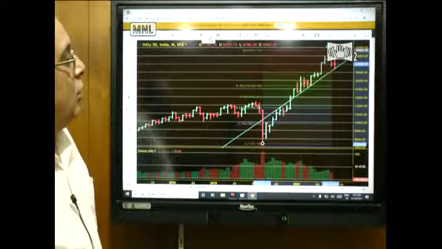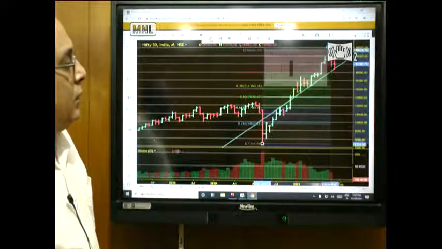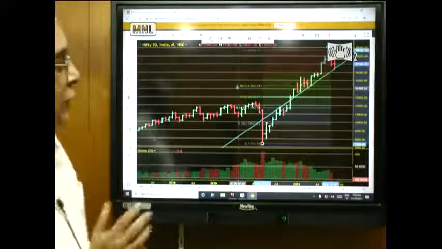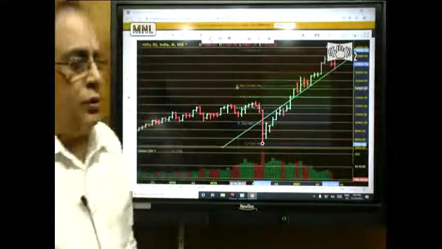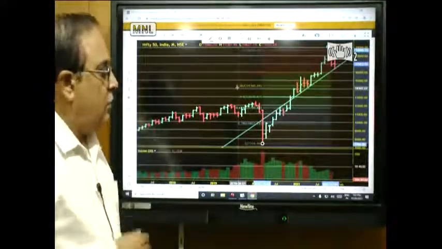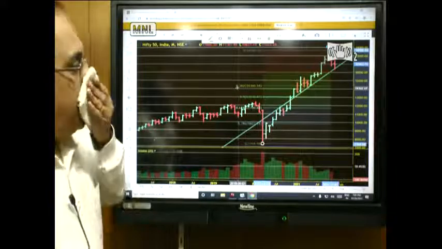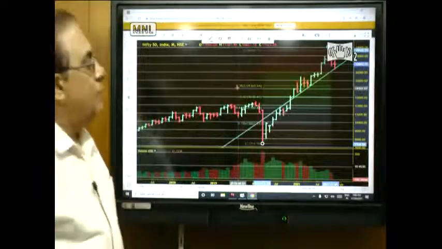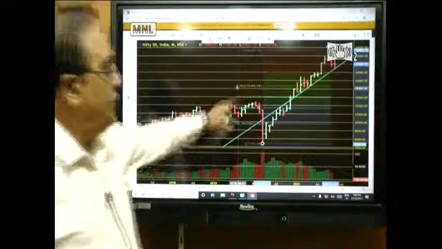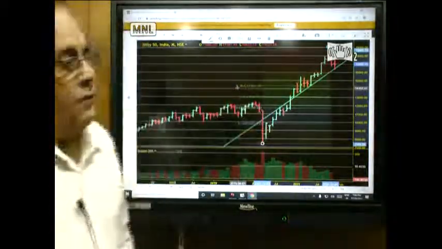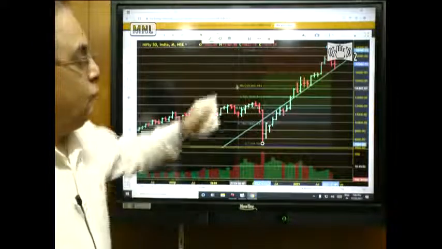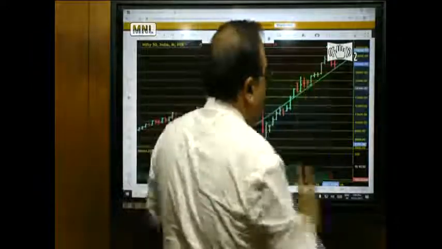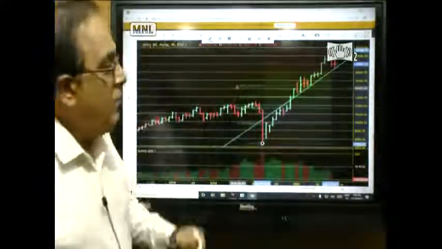This is the Fibonacci drawn from the bottom of the pandemic, that is the bottom which was seen in the market in March 2020, which is around the 7,500 levels, to the present top 2 months back. Now if we draw the Fibonacci there, the first support that comes is the 23.6% retracement, closer to 16,000 levels.